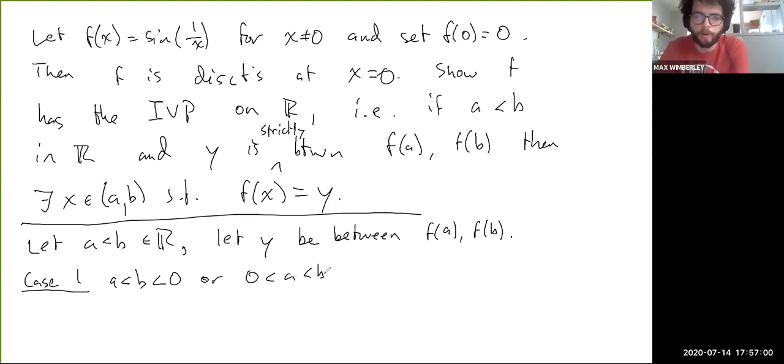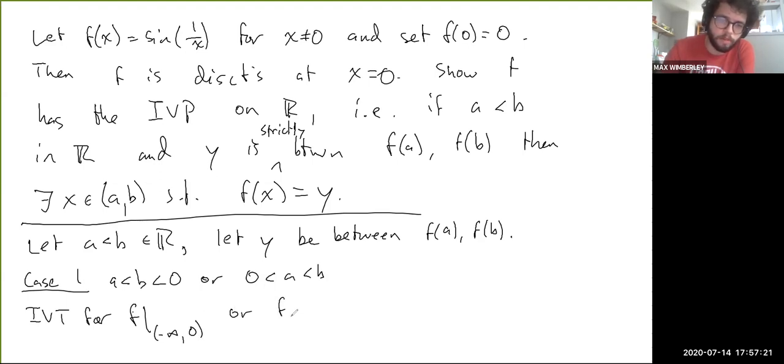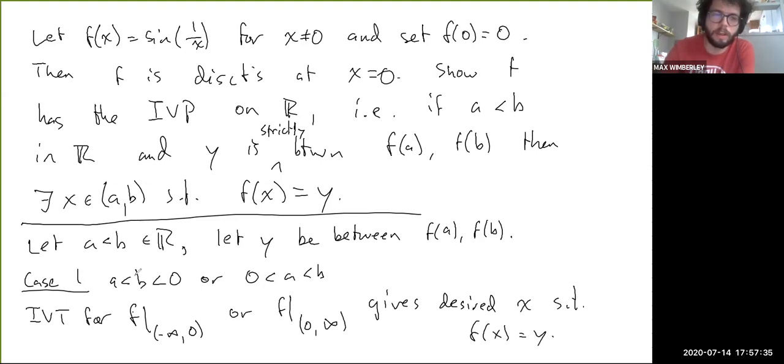If a and b are both on one side, then the intermediate value theorem applies. In the case a less than b less than 0, f restricted to negative infinity to 0, or f restricted to 0 to infinity, gives the desired x such that f of x equals y. Because if you restrict to one of these open intervals, then the restriction is continuous.